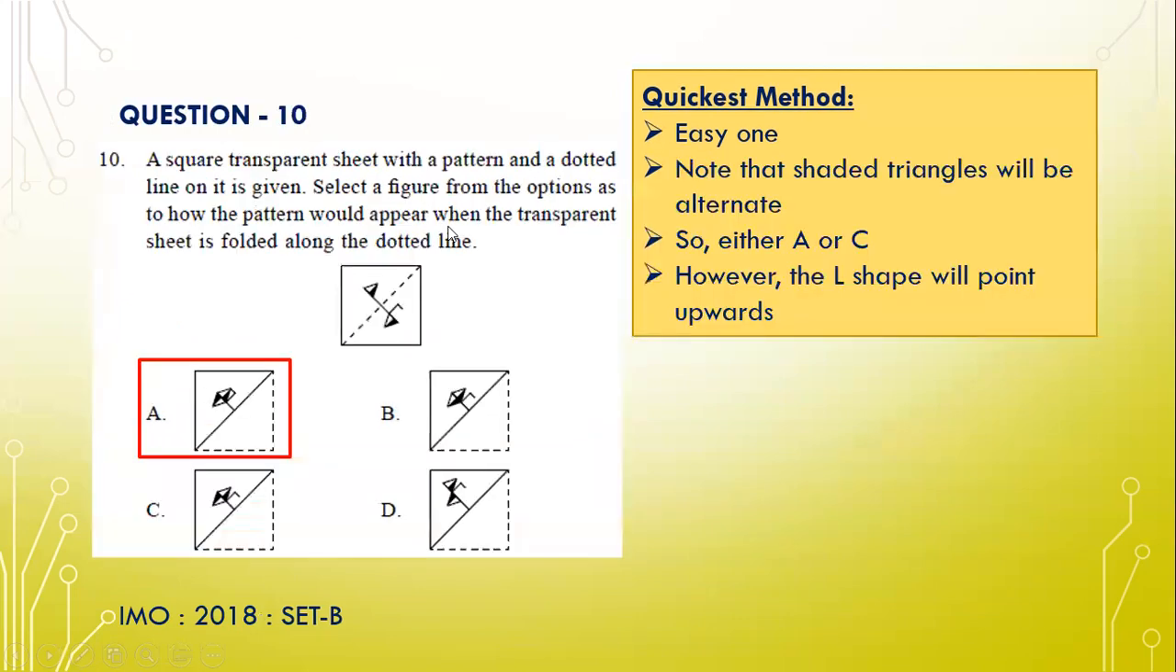questions. Next one, a square transparent sheet with pattern and dotted line on it is given. Select a figure from the options as to how the pattern would appear when the transparent sheet is folded along the dotted line. Again, an easy question. So if you fold, this thing will come on the triangle will come here, isn't it? This triangle will come here. This shaded part will go at the top, and this thing will be inverted. This thing which is pointing downwards will start pointing upwards. So option A is the correct option.